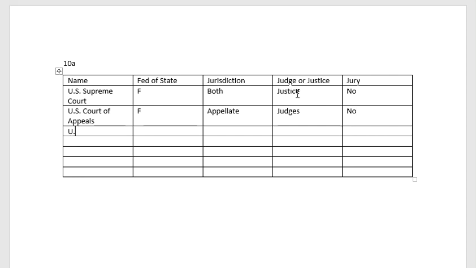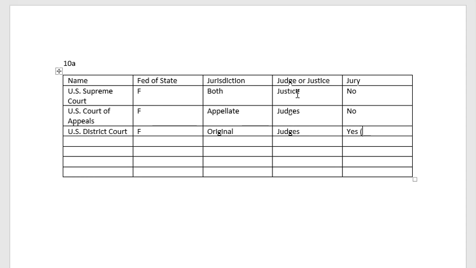And finally, the last of the federal courts is the U.S. District Court. It is a federal court. It has only original jurisdiction. They have judges, and they have juries. Now, this is kind of tricky.